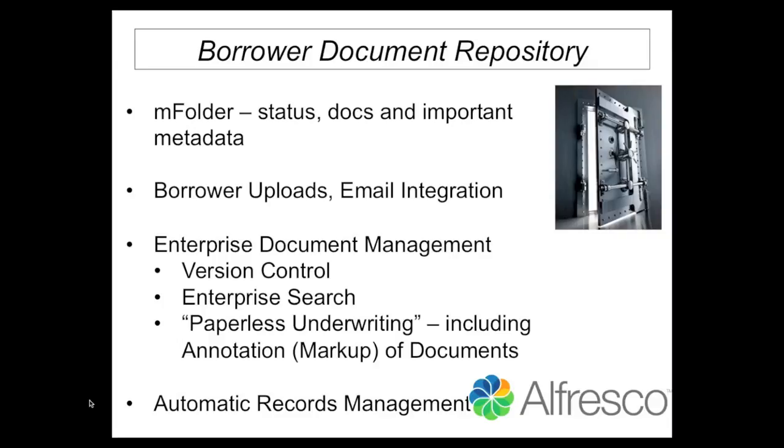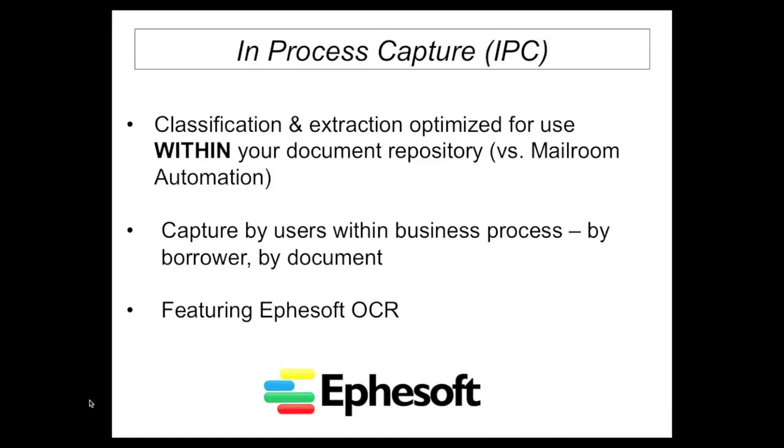Then within that, and you can see at the bottom, this is powered by Alfresco, and we'll talk about the Alfresco Crafter link here. But the ability to do really enterprise document management functionality, the pieces that are missing if you're managing your documents in your LOS itself. So version control, the ability to do enterprise search, and the ability to do paperless underwriting, as you can see here. So viewing the original documents, the annotation and markup of those documents. And finally, critically, the true records management capabilities that can be done automatically in process, the ability to retain and store those original documents.